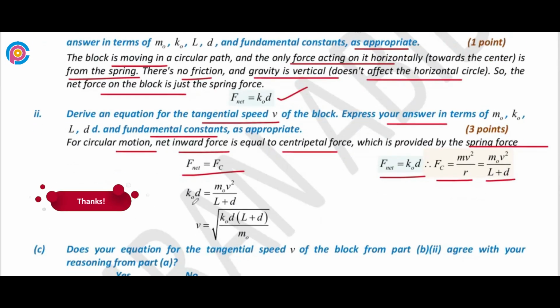We equate both equations: k naught d is equal to m naught v squared over (L plus d). We only require velocity, so we move all the remaining factors to the other side. Because v is squared, we take the square root on both sides. So v is equal to the square root of k naught d times (L plus d) over m naught.